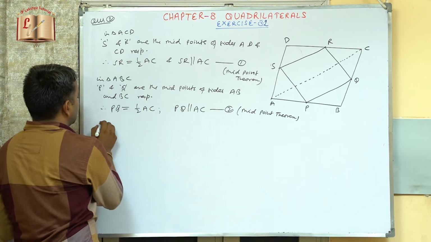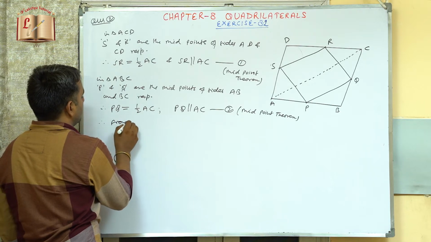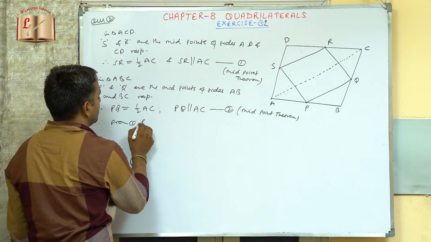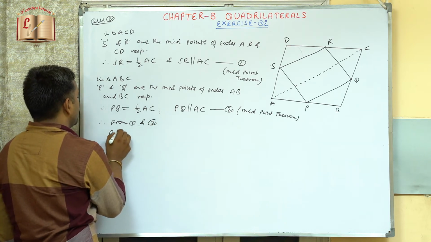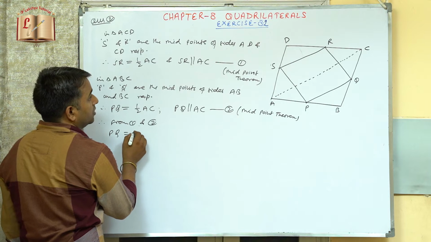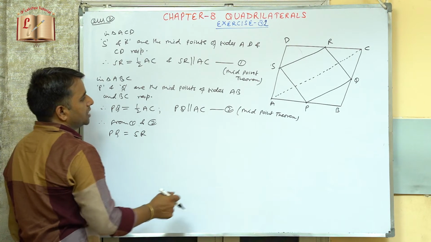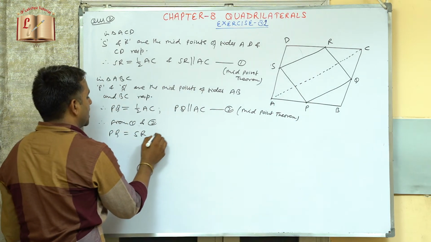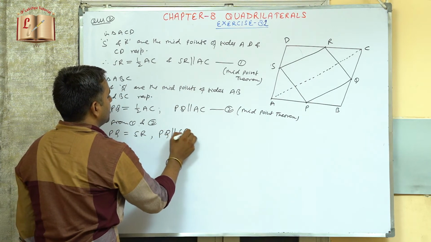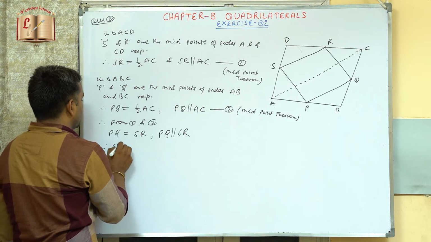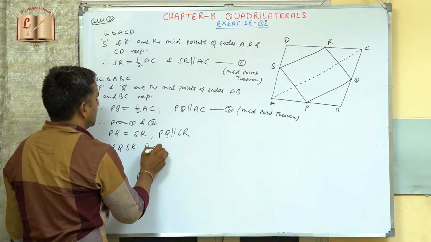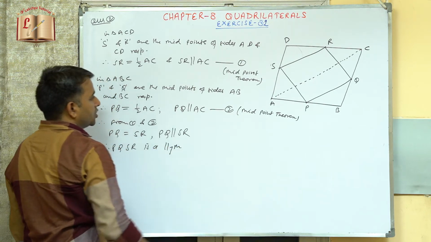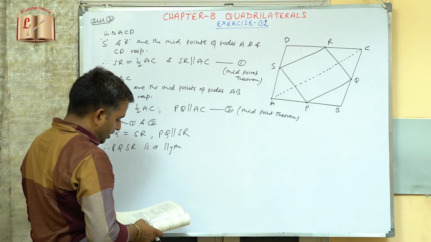So now from equations 1 and 2 we got PQ is equal to SR, because both the sides are equal to half of AC. So PQ is equal to SR and PQ is parallel to SR. Therefore PQSR is a parallelogram.